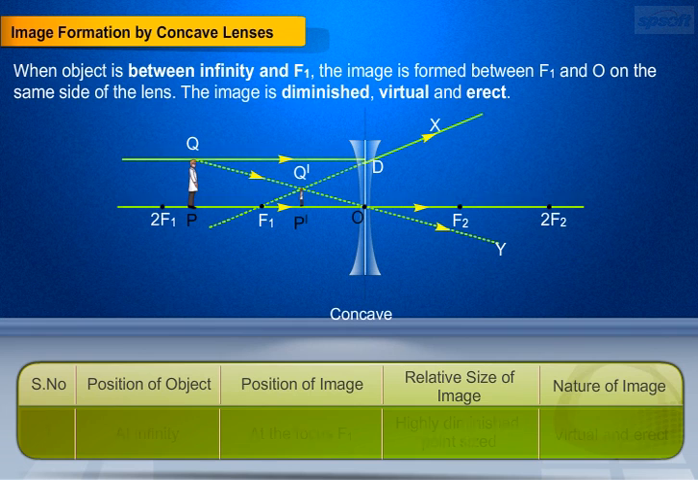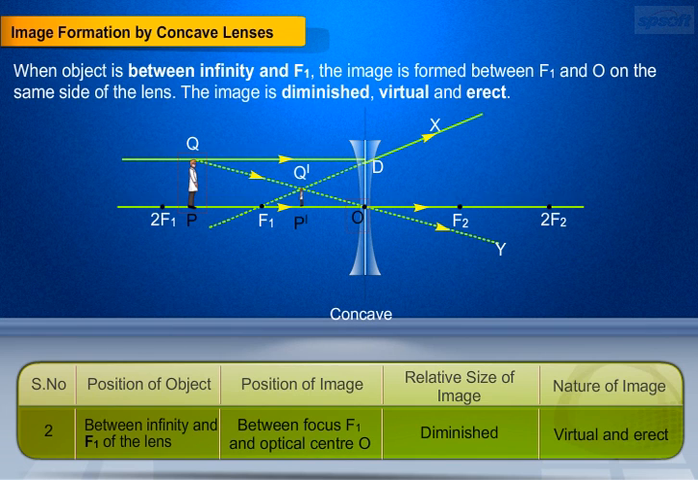Case 2: when the object is placed between infinity and the optical center of the lens. Here we have a concave lens with the optical center O, and F1 and F2 are the principal focuses of the given concave lens. A ray of light QD, which is parallel to the principal axis, enters the concave lens at the point D. According to the first rule of image formation by a concave lens, the parallel ray QD should appear as coming from focus F1 after refraction, and goes in the direction DX.